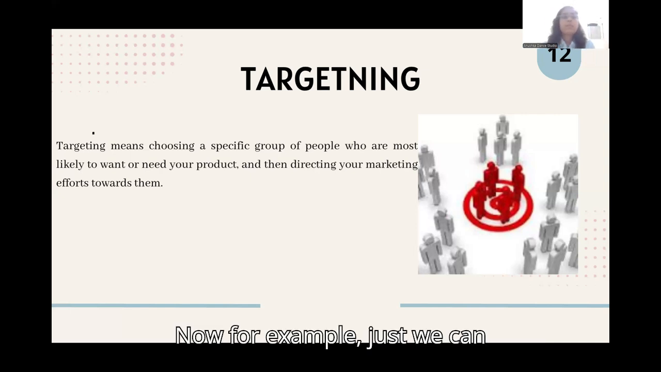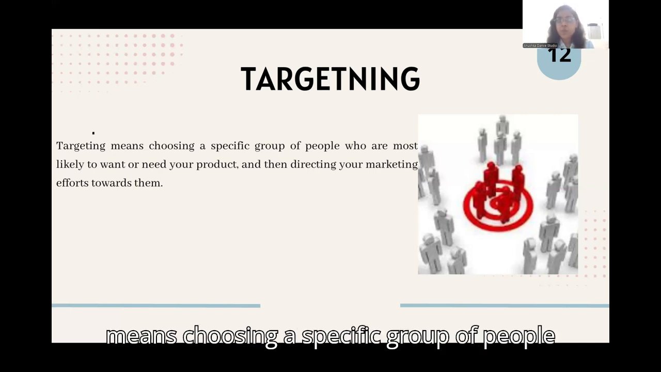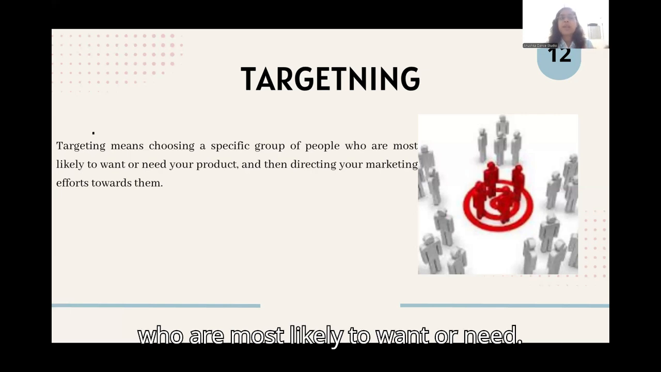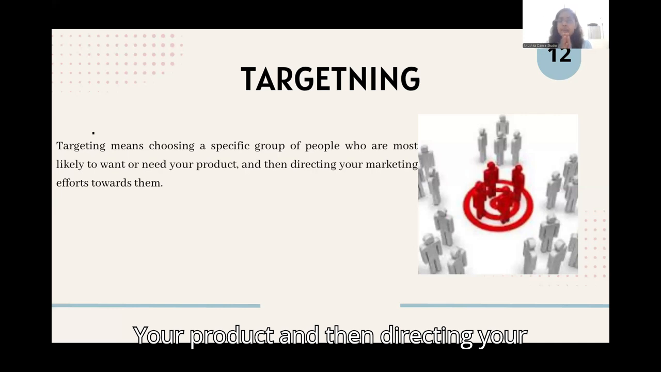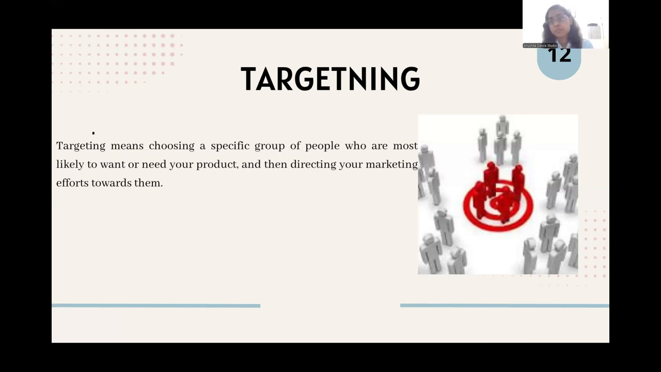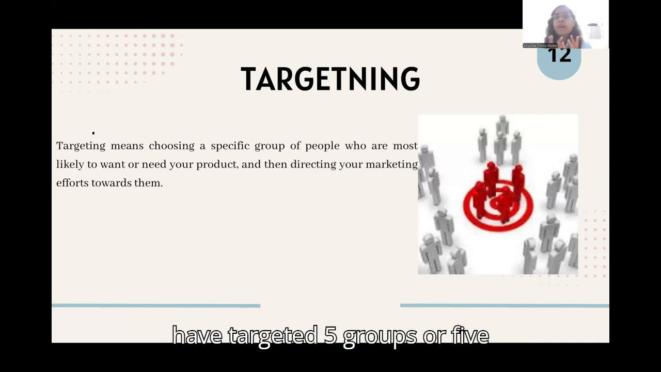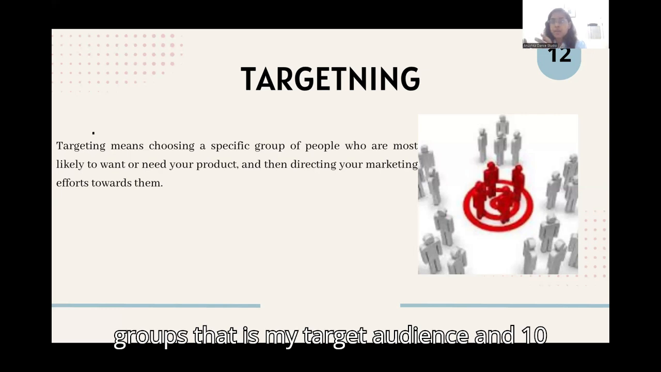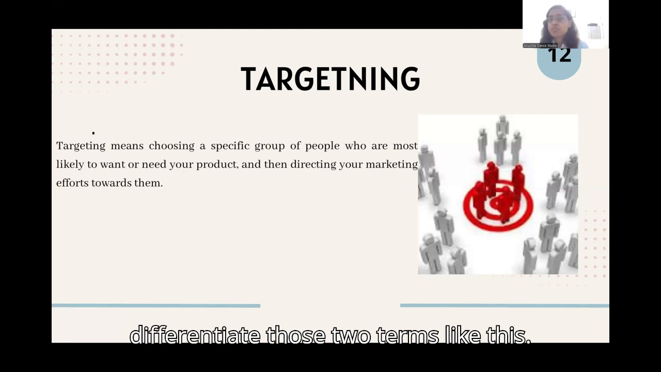Now, for example, we can see the definition first. Targeting means choosing a specific group of people who are most likely to want or need your product and then directing your marketing efforts towards it. For example, from 10 groups, I have targeted five groups. That is my target audience, and the 10 groups were my segments. Somewhere we can differentiate those two terms like this.